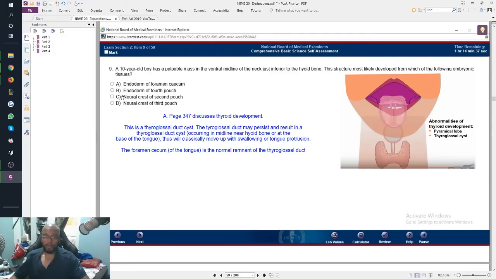Neurocrest, first of all, you could just knock out C and D because this is not neurocrest related. Right? But B, endoderm are the fourth pouch. Well, you have to remember what the fourth pouch does and where that's related to, and is not related to your thyroglossal stuff. Right? The third and fourth pouches are related to parathyroid, but not exactly the thyroid.